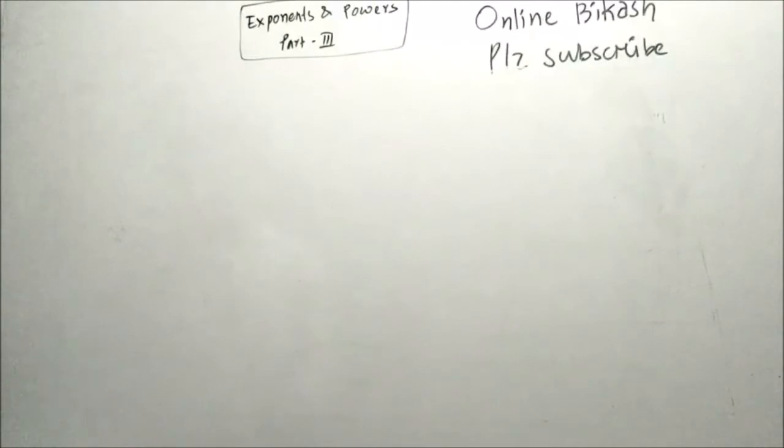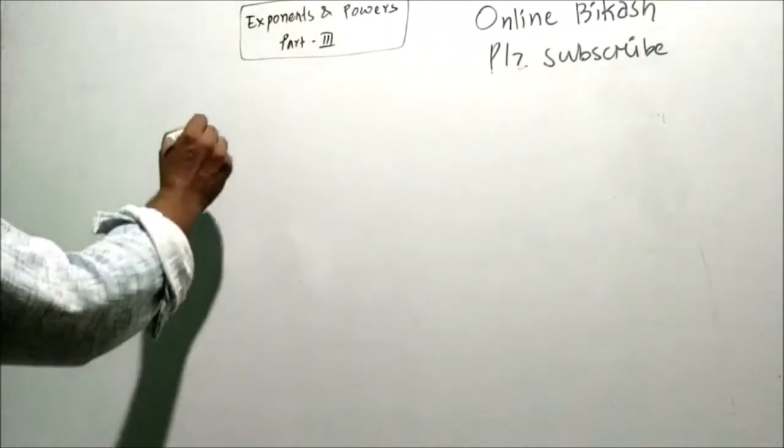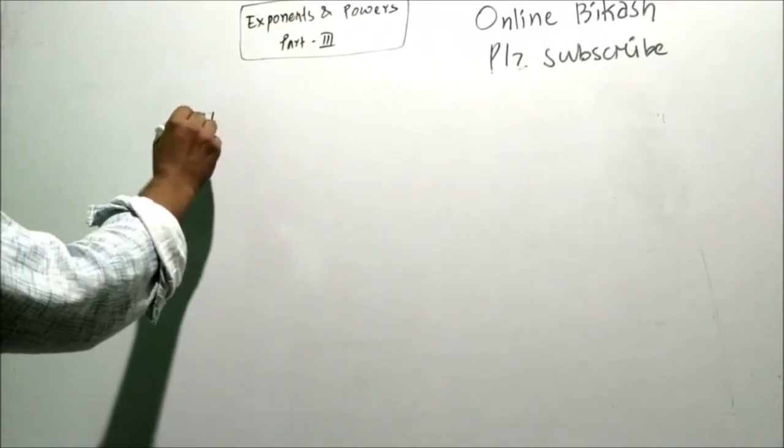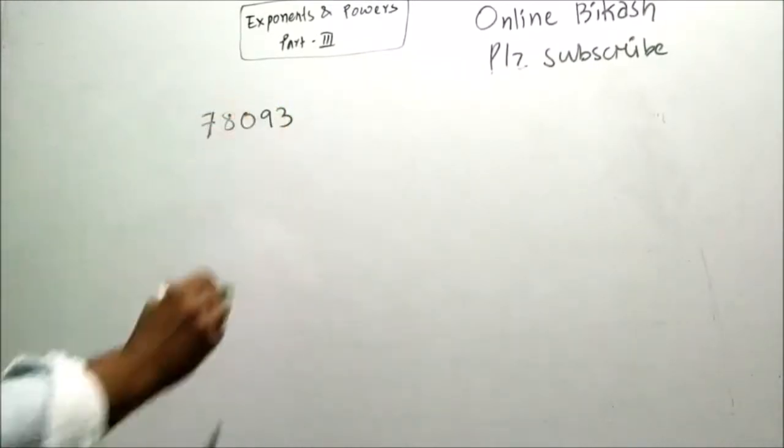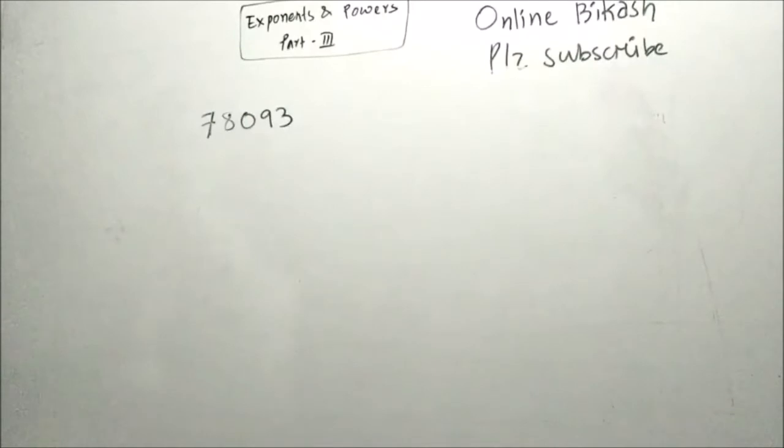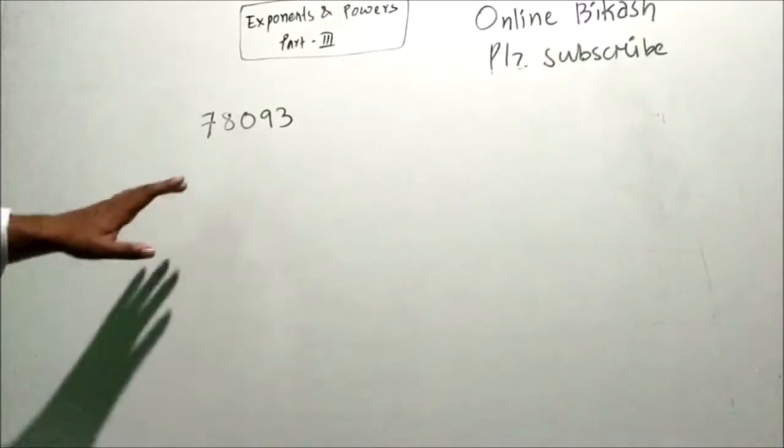Now rename the number in expanded form using exponents. Again I am repeating the question. Rename the number in expanded form using exponents. The number is 78093. We have to rename it. Rename means what? You have to rewrite it using exponents. You have to expand this number using exponents.